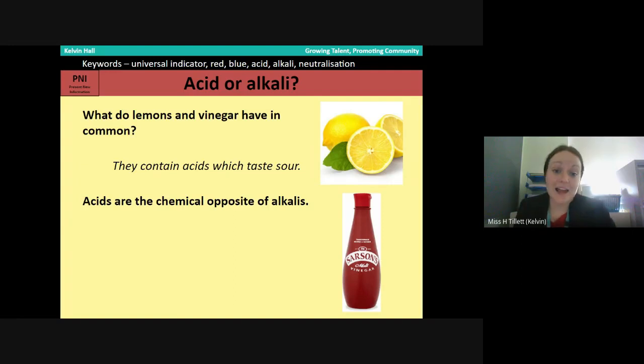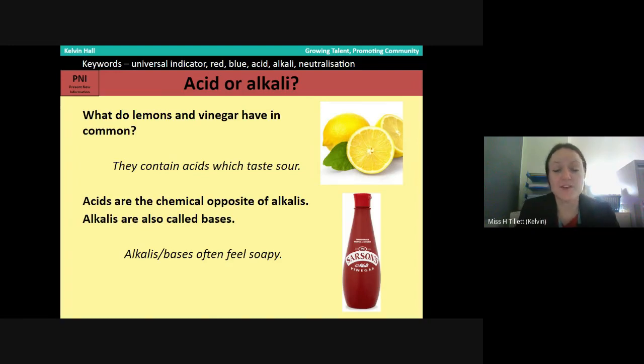Now, an alkali is the opposite of an acid, okay? So if acids have a sour taste, alkalis aren't sweet, but alkalis are more soapy. Alkalis can also be called bases. So if you hear me say the word base, or your teacher when you come to year 7 says the word base, it is another word for alkali. So alkalis are also things we might use at home. So I just want you to think, can you think of anything that would be an alkali at home?